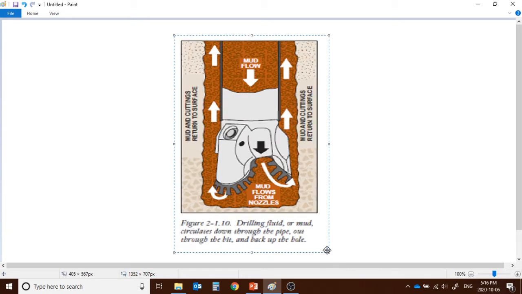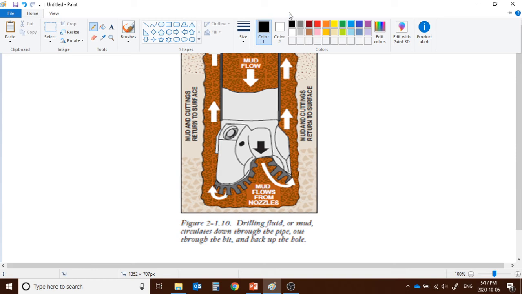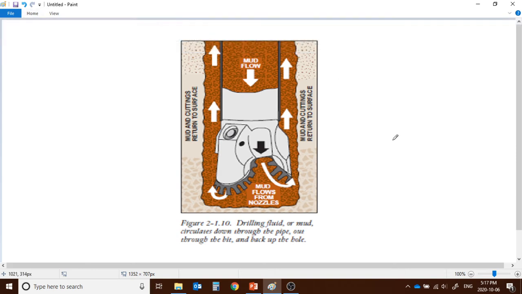So in rotary drilling, what happens here is the rotors. Just one second, I'll select a pen, and let's also select this color. So here, it is hollow. It's the pipe, and this is the hollow pipe.